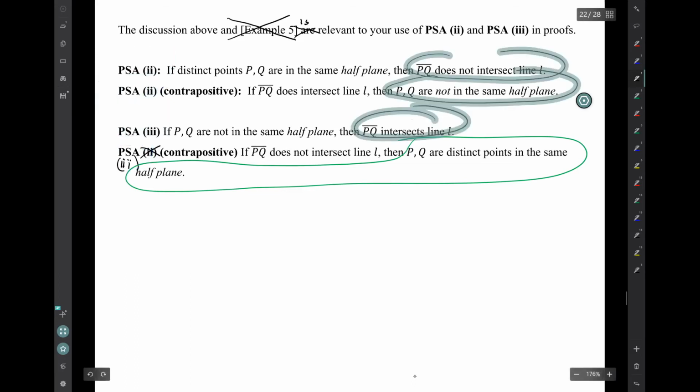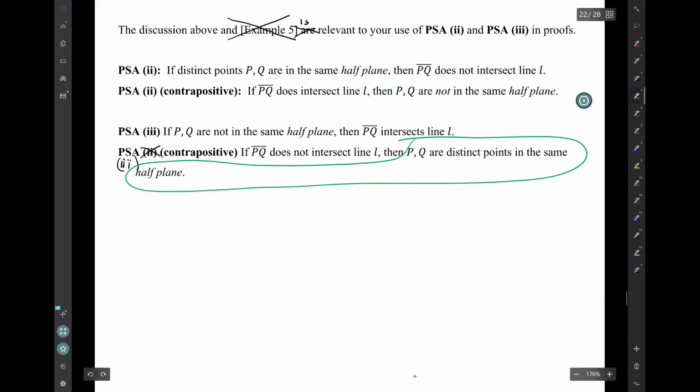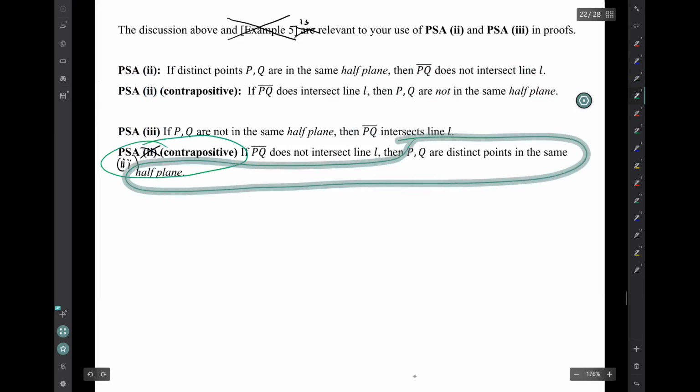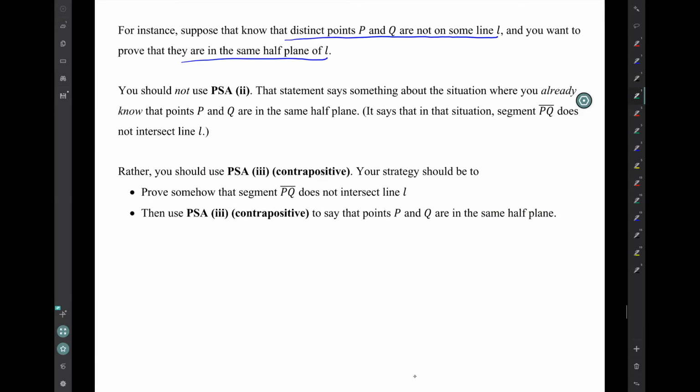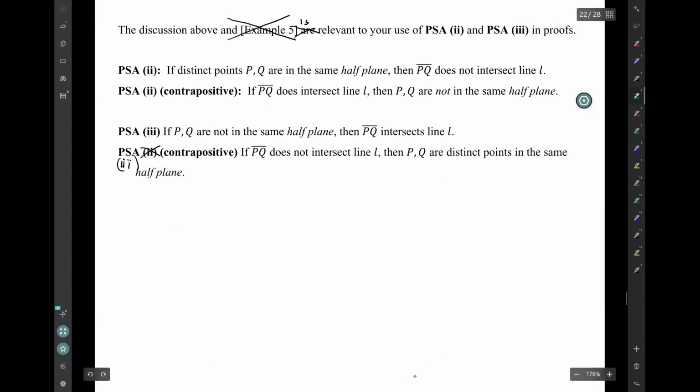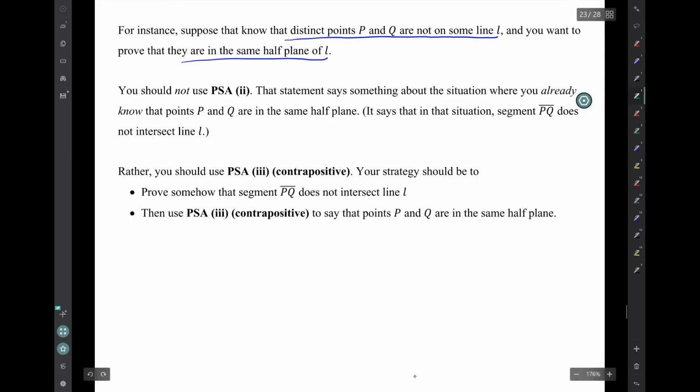So we have to use PSA 3 contrapositive. So our strategy should be, well, let's go back up and look at PSA 3. PSA 3 says, if PQ does not intersect line L, then P and Q are distinct points in the same half-plane. So our strategy should be somehow prove first that segment PQ does not intersect line L, then use PSA 3 contrapositive to say that therefore points P and Q are in the same half-plane.